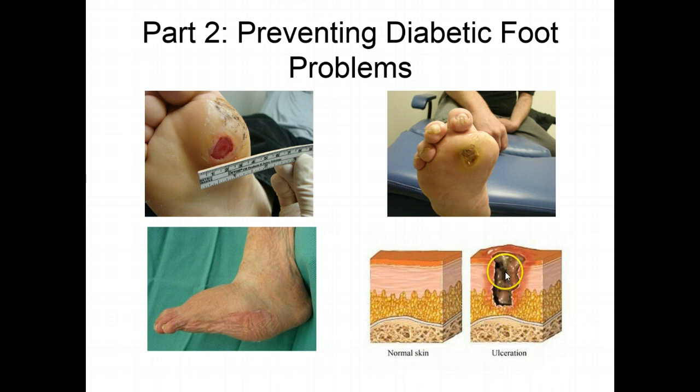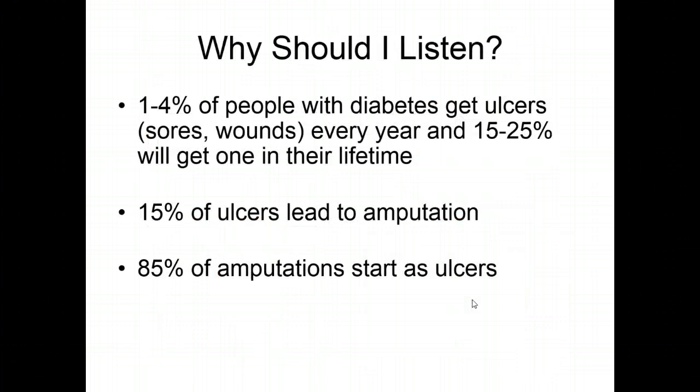Okay, this ulcer goes down into the skin, and it's very, very close to the bone. Why is the second part important? Everyone understands about falls, but sometimes people don't understand about foot wounds. What's really important to know is that 1 in 4 people with diabetes get ulcers every year. So if you look at 100 people, 4 of them will probably get a sore or a wound. About 15 to 25% of people will get one in their lifetime. So that's a pretty big list of people. So someone's going to get them.